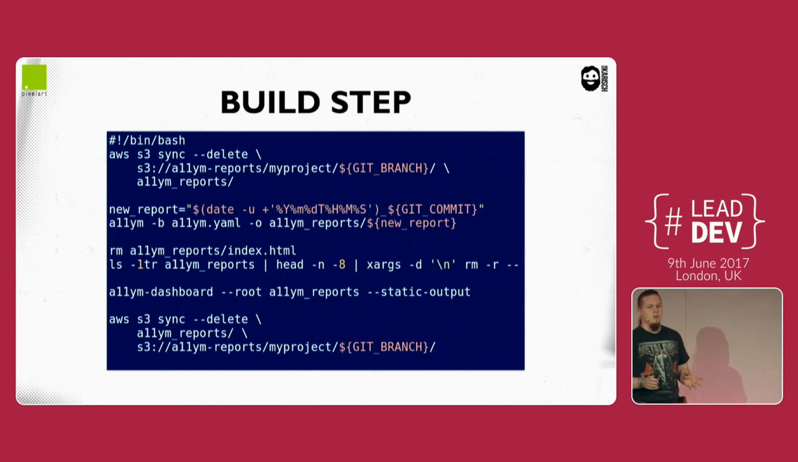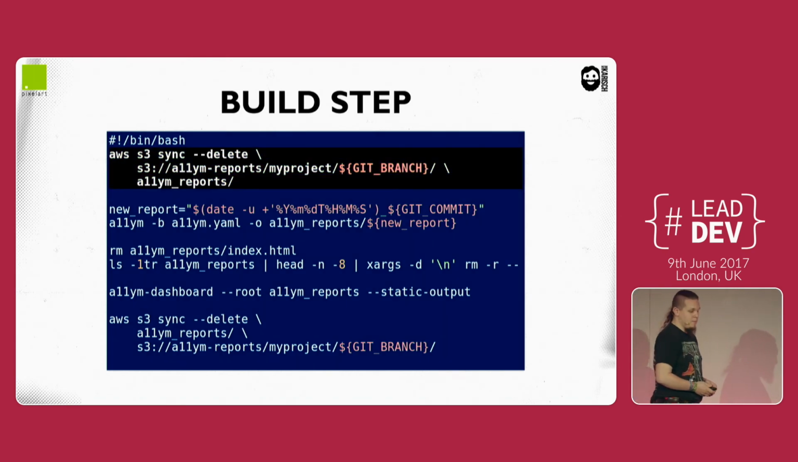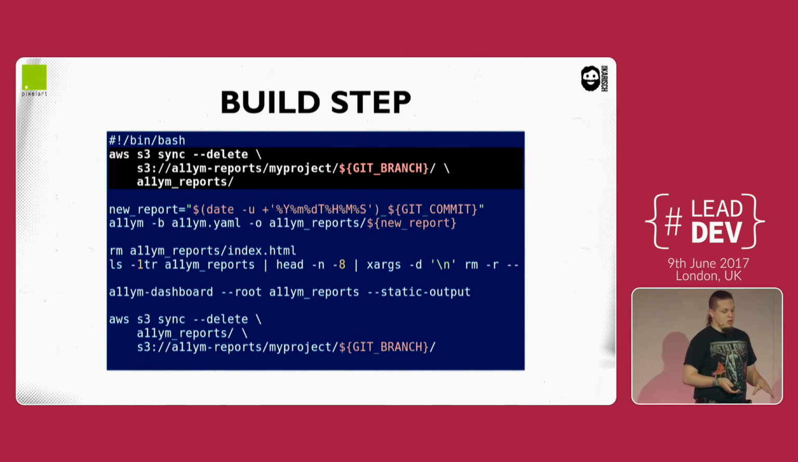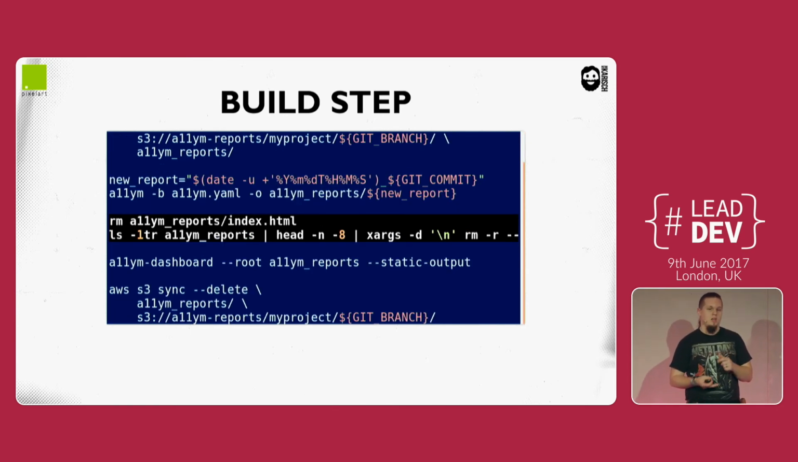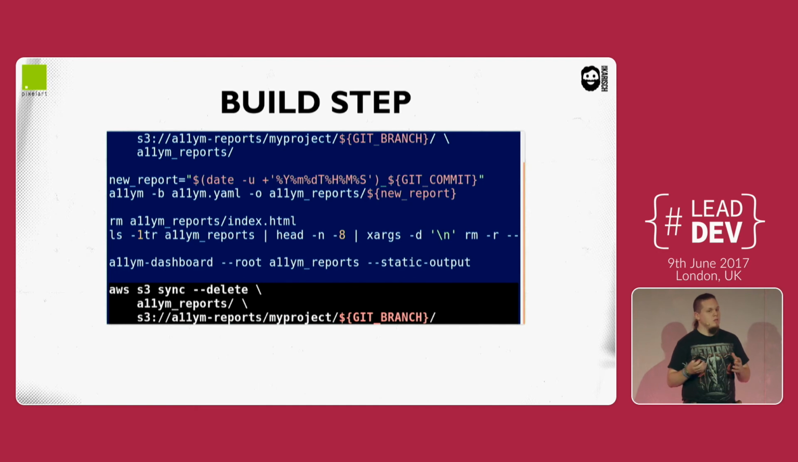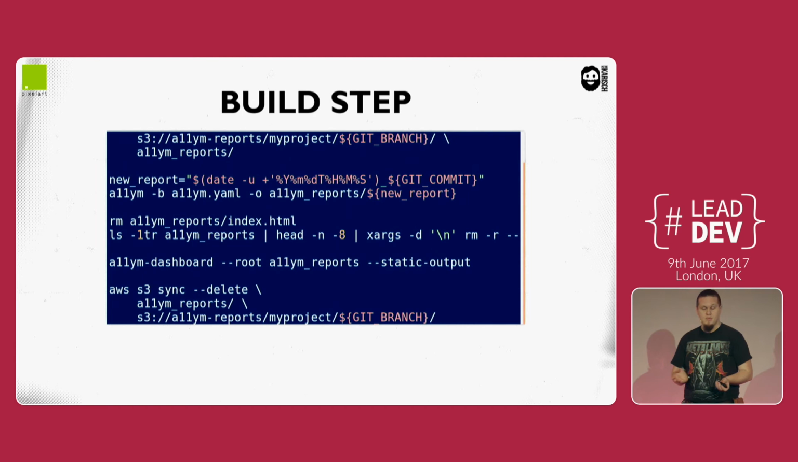So this is a simple script you can give to your developers. We are syncing down old reports, existing reports, to the CI server, and now we can generate a new report. Okay, it minimized, that's not fine. Doesn't matter. We're generating a new report. Now we clean the old dashboard, clean old reports older than the 8 newest. Now we generate a new dashboard and sync it back to AWS S3. Simple build script, put it in your CI server.